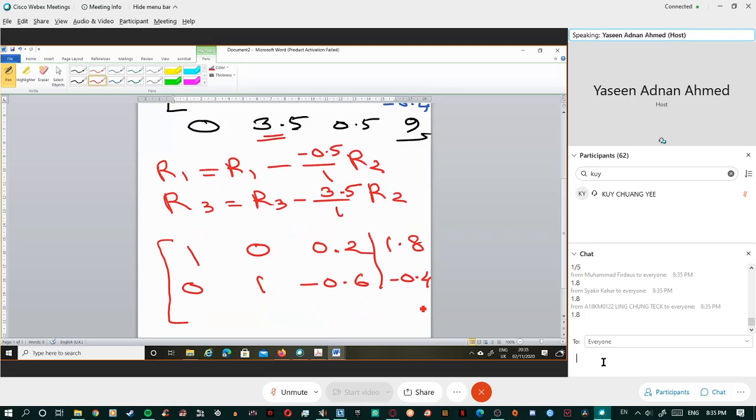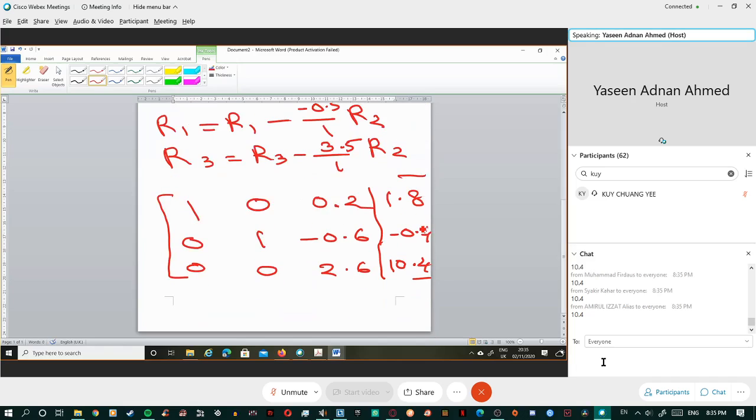R3, that should be 0. This is 0. How about this one? 2.6. Okay, and this one? 10.4. Okay, done. Then what you need to do is divide row 3 by 2.6 to make it 1.